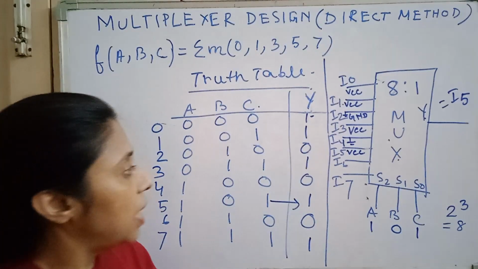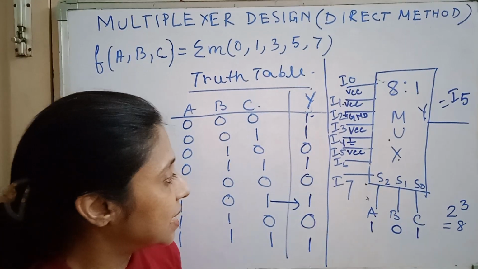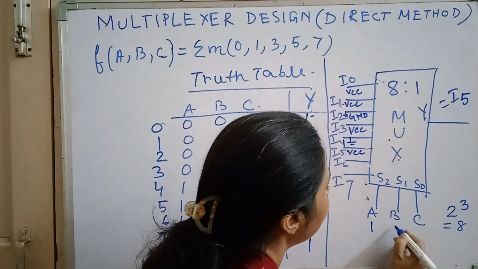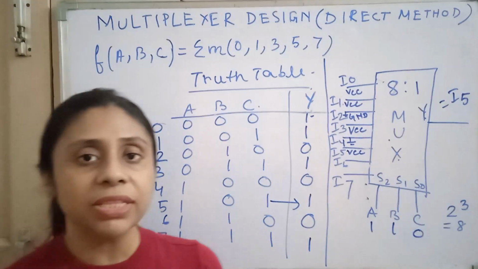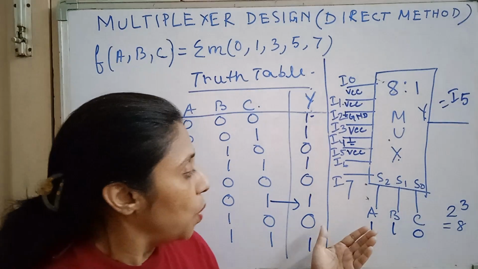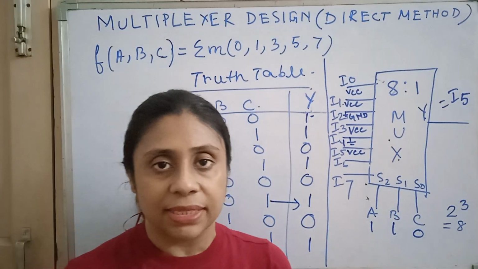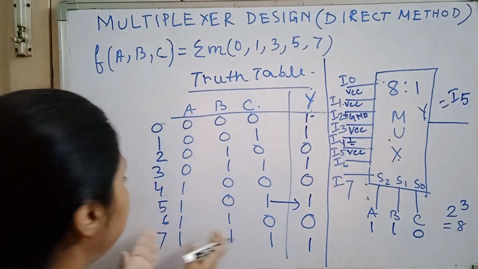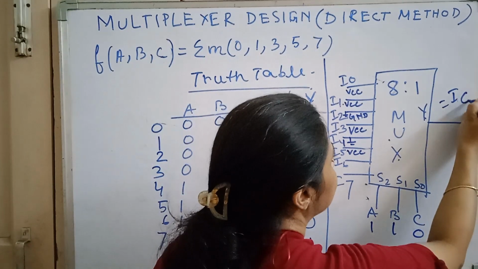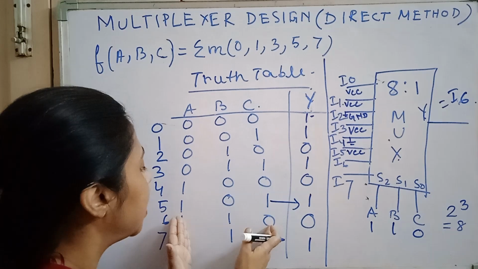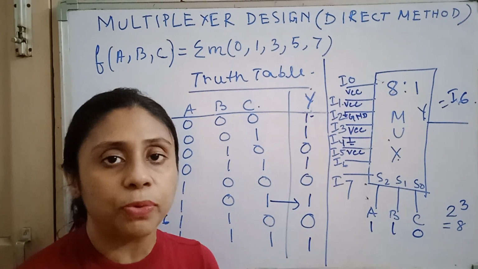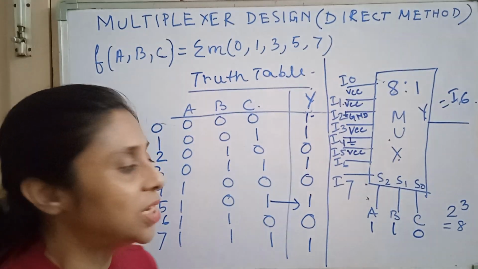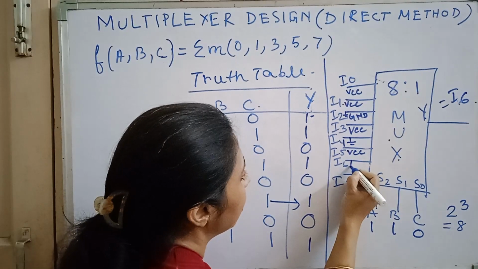VCC. Now see, the next one is I6. For I6, the next input combination is 110. For the 110 input combination, which one input will be selected? I6. Right? Because 110 means the decimal equivalent of I6. So for 110, this is I6 then. So for the 110 input combination, what is the desired output? The desired output is 0. So what is the connection to I6? I6 should be grounded or logic 0. So this is ground.